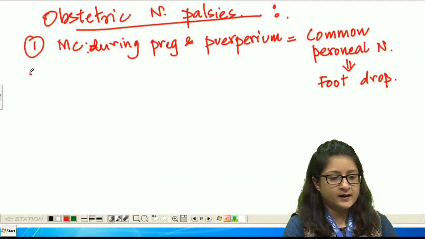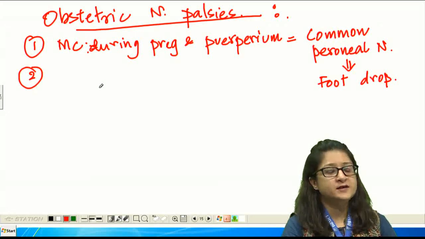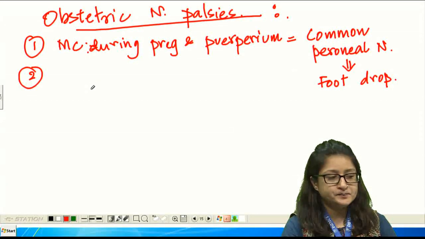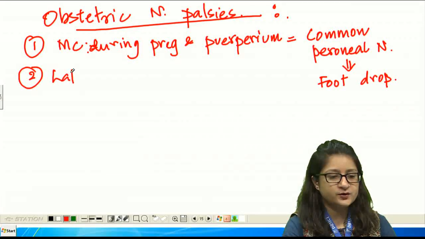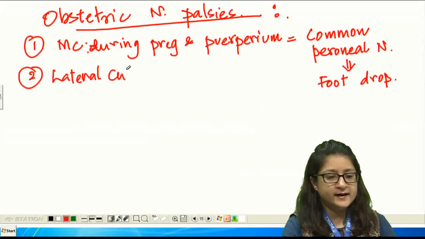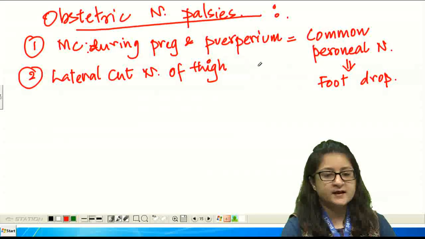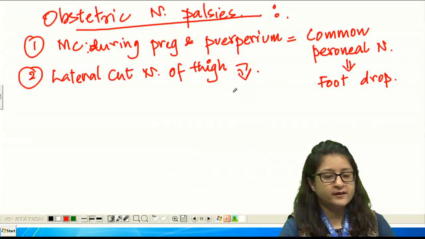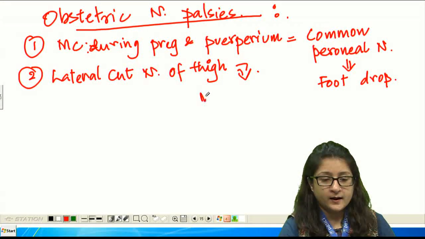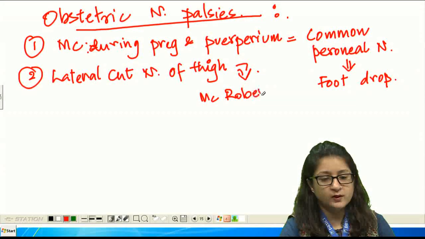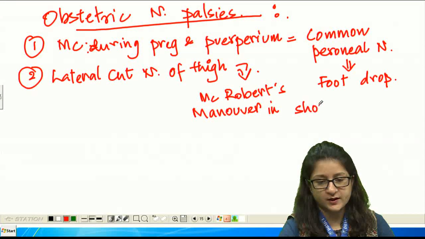Other than that, another obstetric nerve palsy you should remember is the lateral cutaneous nerve of thigh. Lateral cutaneous nerve of thigh is injured during the McRoberts maneuver in shoulder dystocia.